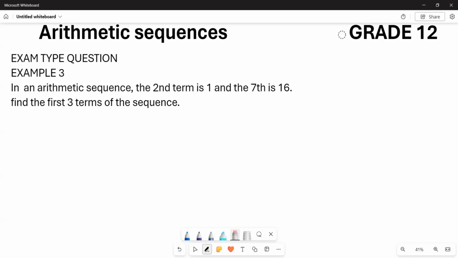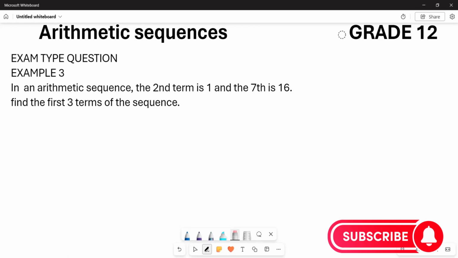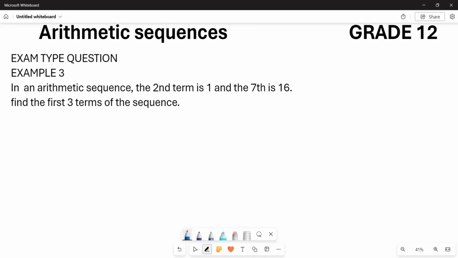So now let's see what it is that we are going to do firstly here. They are saying, look, in an arithmetic sequence, the second term is 1 and the seventh term is given by 16. Now, they want you to find the first 3 terms of the sequence. What is it that you're going to do to find the first 3 terms of the sequence?